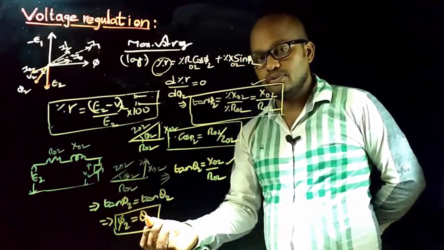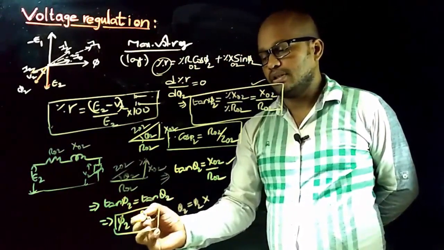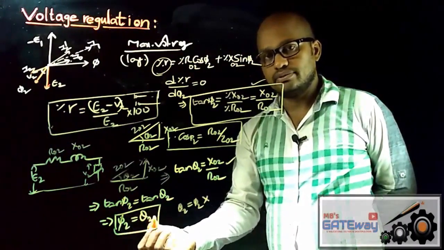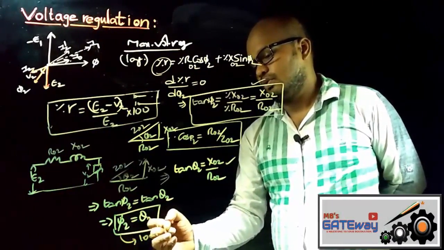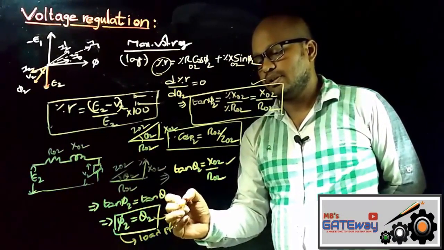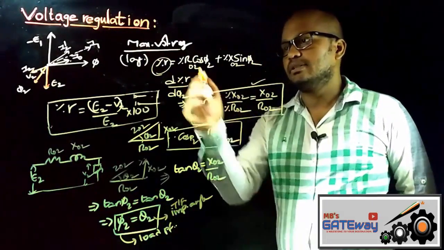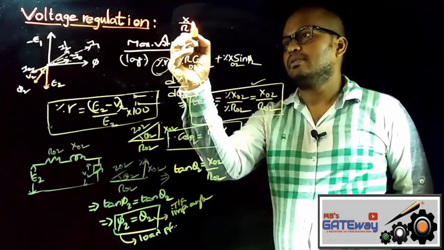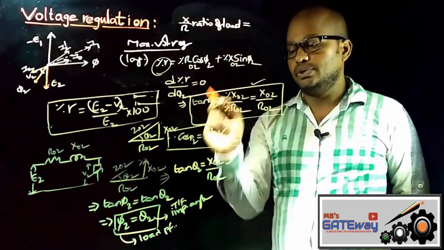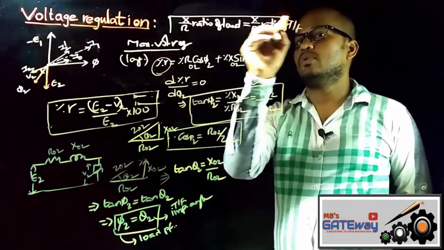Variable angle must be equated to constant angle. Theta 2 equal to phi 2 is the wrong representation, and the correct representation is phi 2 equal to theta 2, variable and constant. Phi 2 is the load power factor angle and theta 2 is the transformer impedance angle. Now by comparing this with this, it implies that the X by R ratio of load is equal to the X by R ratio of the transformer. This is one more important relation.